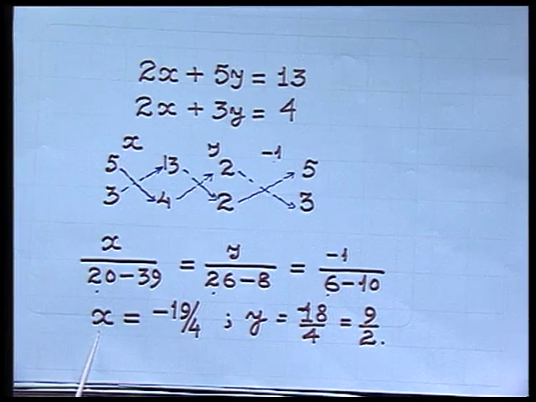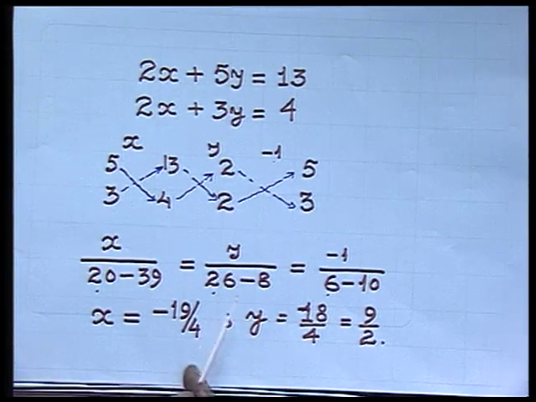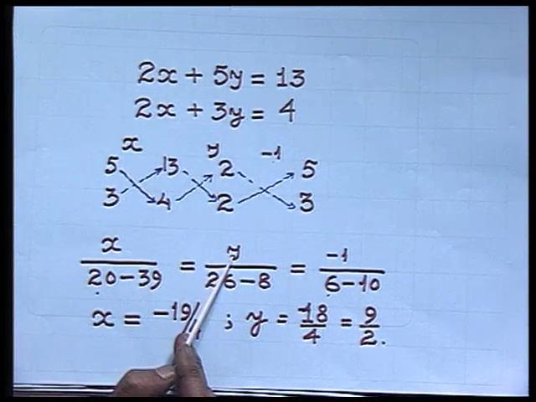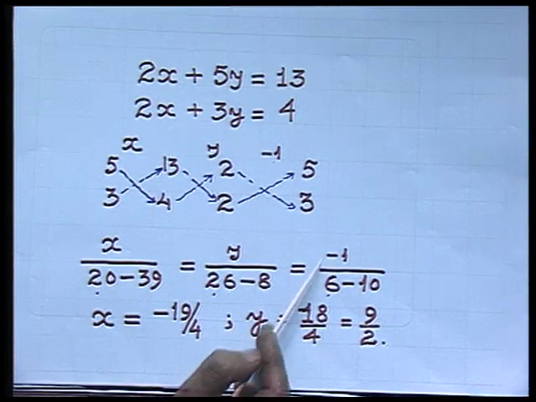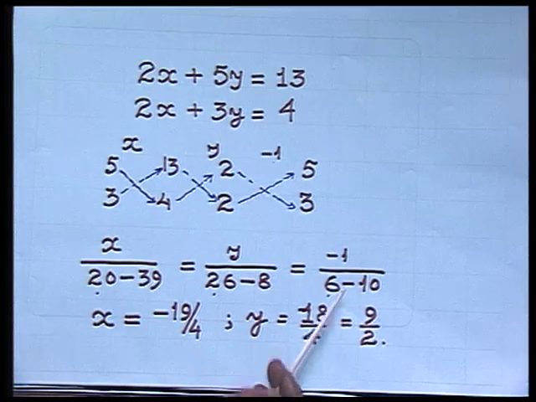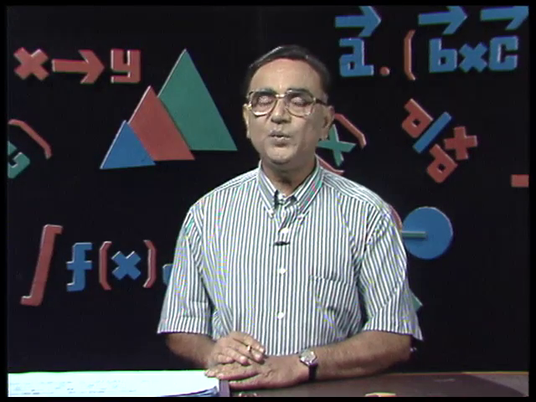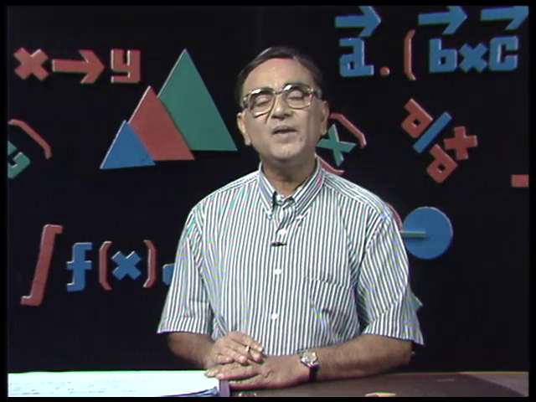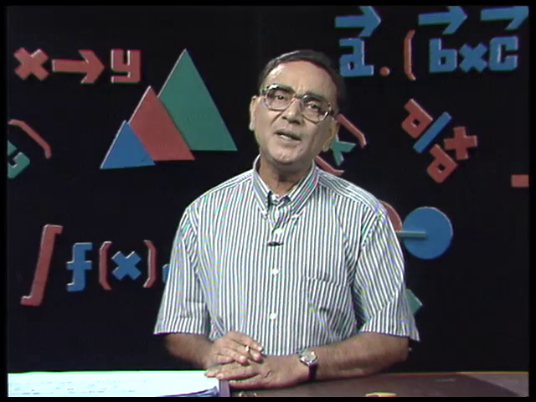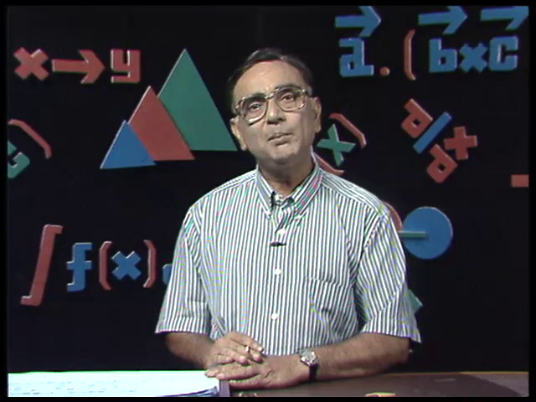So the value of x we get is minus 19 upon 4, and the value of y I can obtain from here, that is y upon 18 is equal to minus 1 upon minus 4, that is 1 upon 4. So value of y comes as 18 upon 4, that is 9 upon 2. So in this method we found that it is quite a labor saving device, and we can very easily get the value of x and y, and this method we term as cross multiplication method.